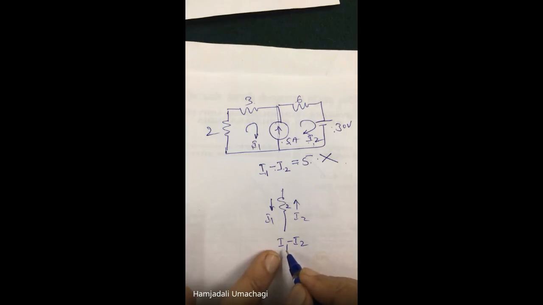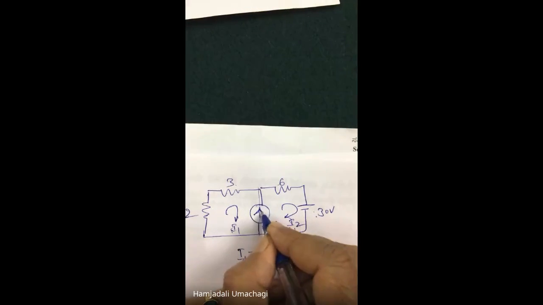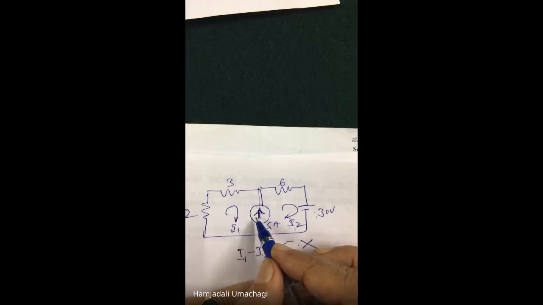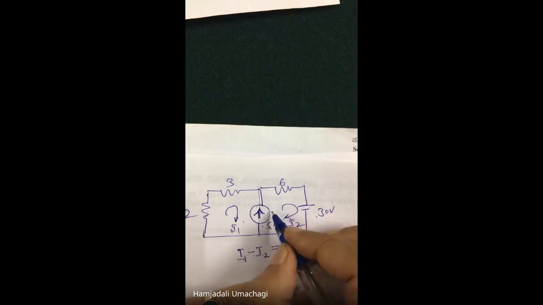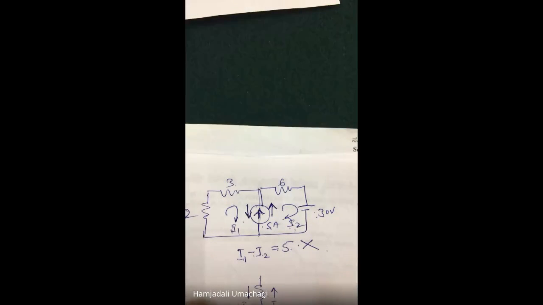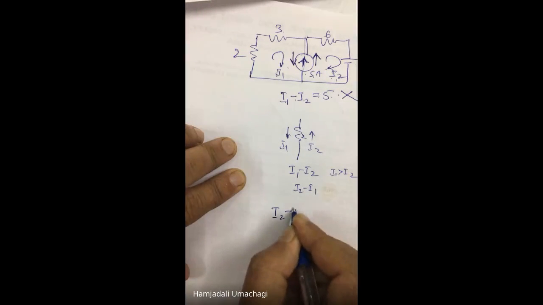This is I1. This is true only when I1 is greater than I2. Otherwise it is I2 minus I1. Isn't it? Here, I know the direction of this current, upward. Which current is flowing in the same direction, either I1 or I2? Sorry, I2 is in this direction, and I1 is in the downward direction. Right? Okay, then what should be the equation? That is I2 minus I1.